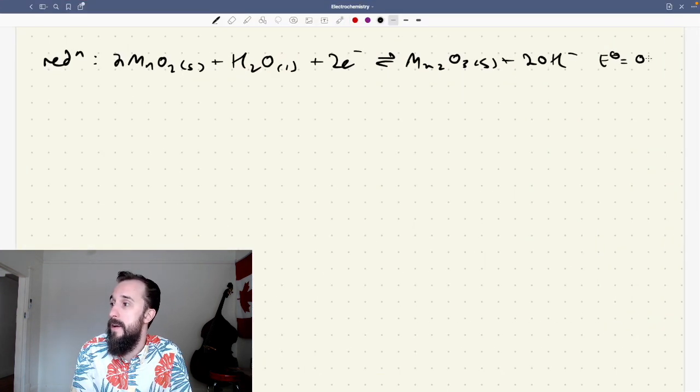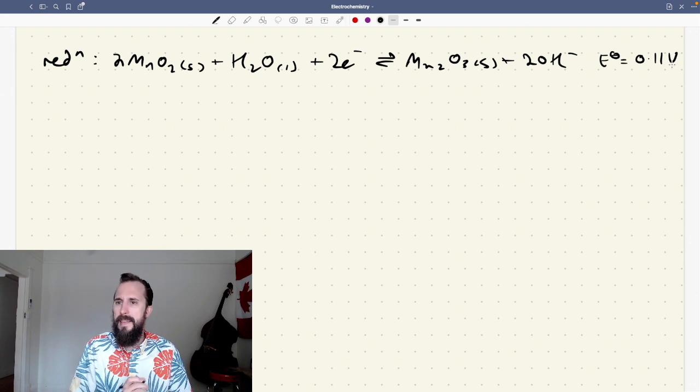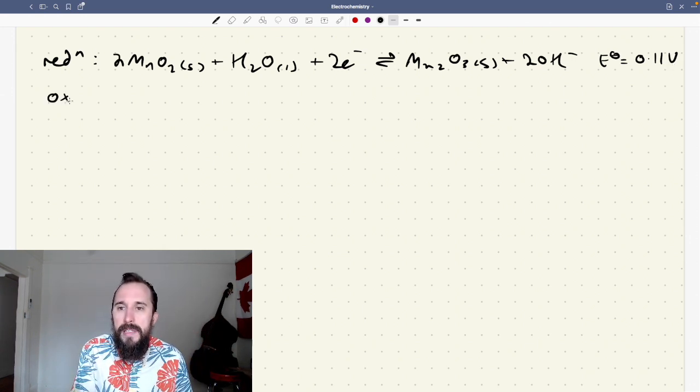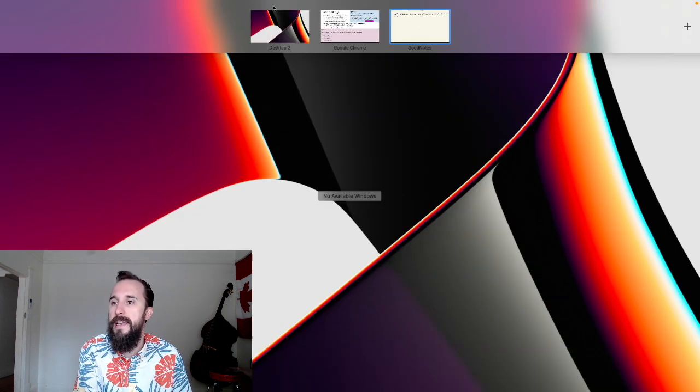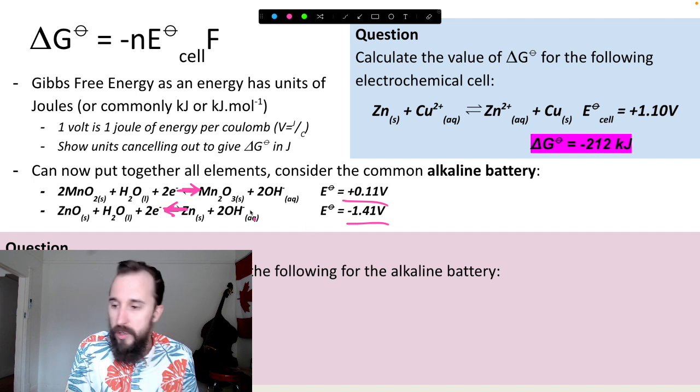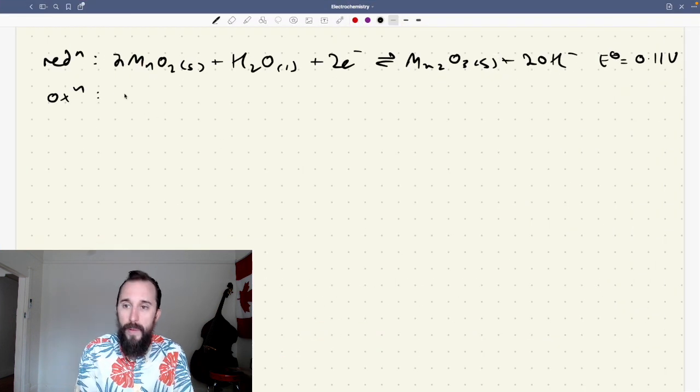So let's pop that there, 0.11 volts like that. Brilliant. Then we have the oxidation reaction, which we said is going to be this zinc reaction occurring in the backwards direction. So let's write out that, showing that.